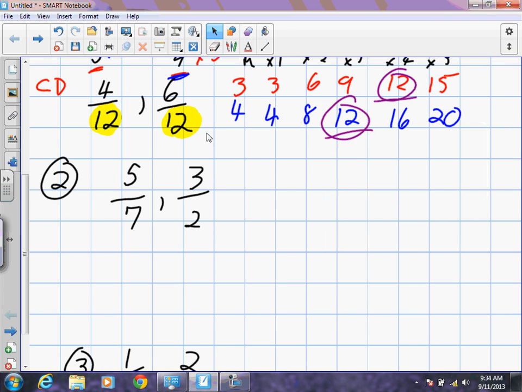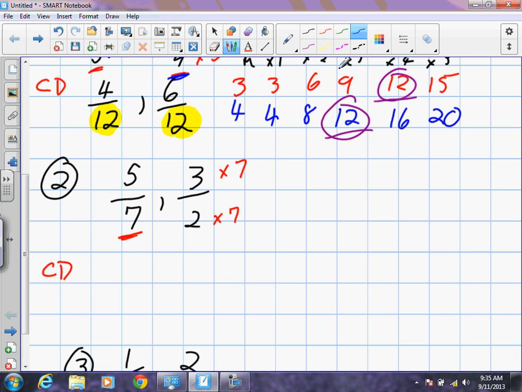Here's question 2. Like we said before, the fastest way to find a common denominator is to take the denominator from the other fraction and multiply it by the opposite fraction. So in this instance, the value of 7, I would multiply this top and bottom of this fraction by 7.